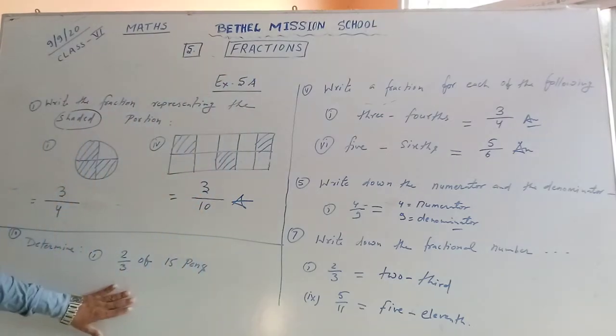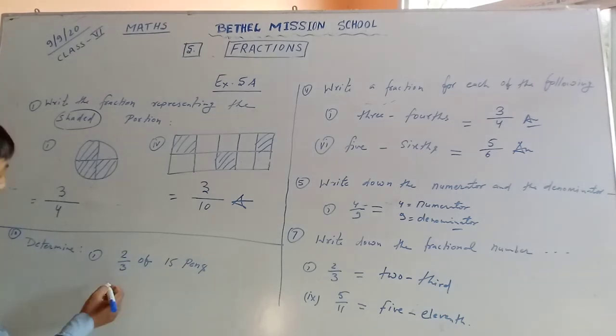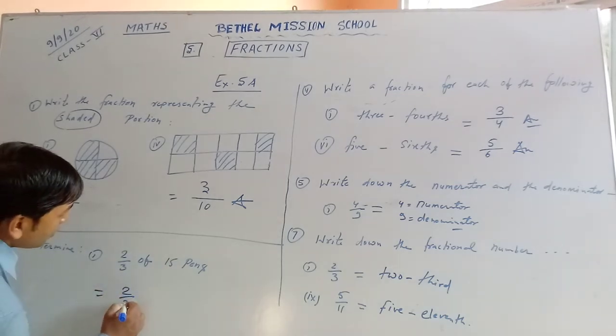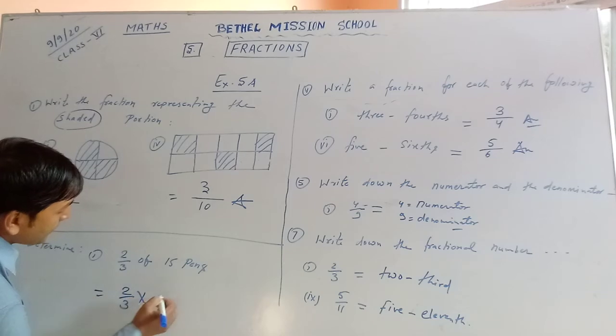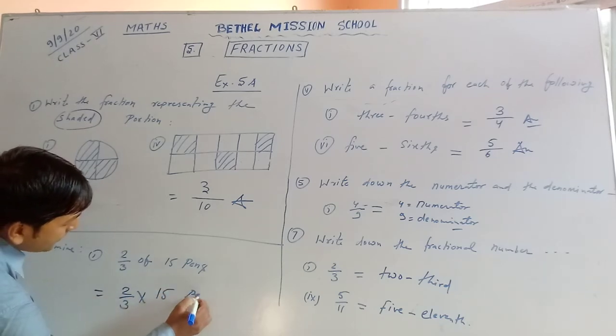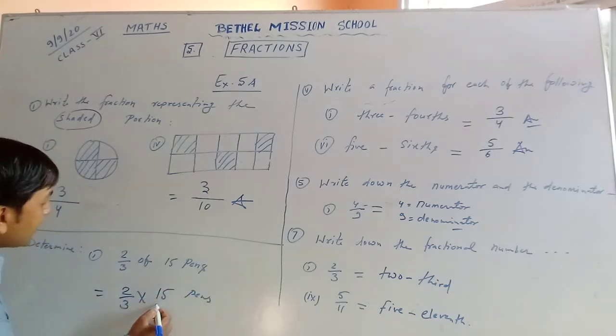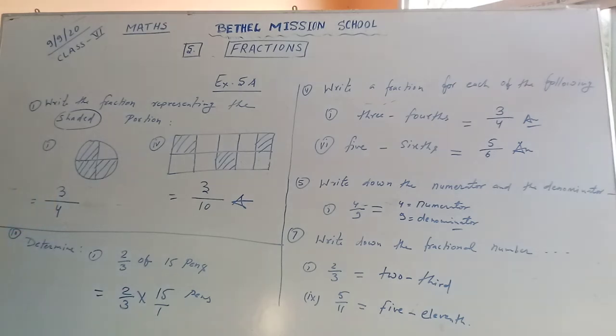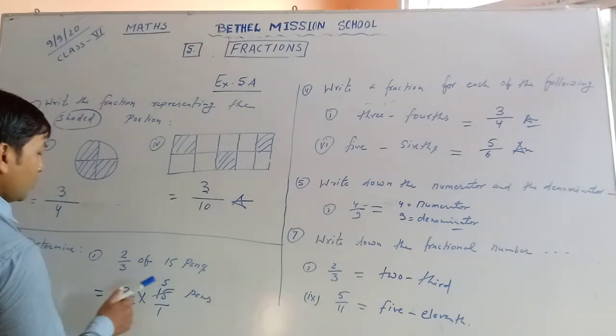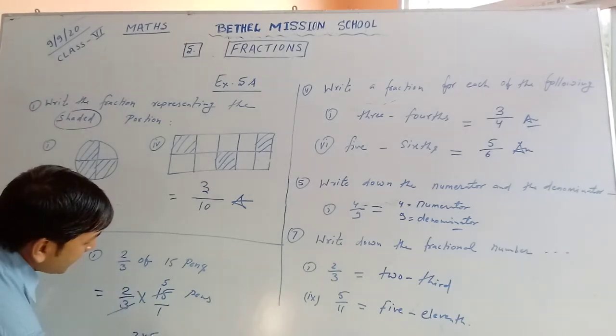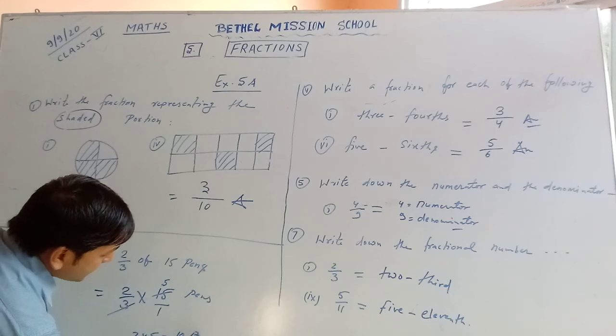Determine 2 third of 15 pence. How will you solve? 2 third of means multiply, you will give the multiplication symbol. Now you can cut 3 with 15, which gives 5 times. Now 2 into 5 is 10 pence.